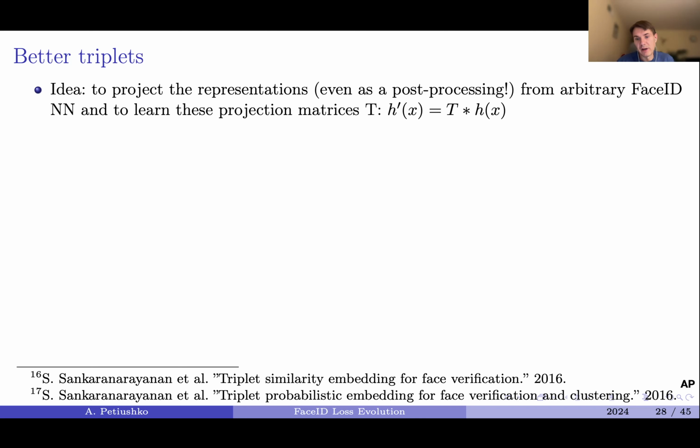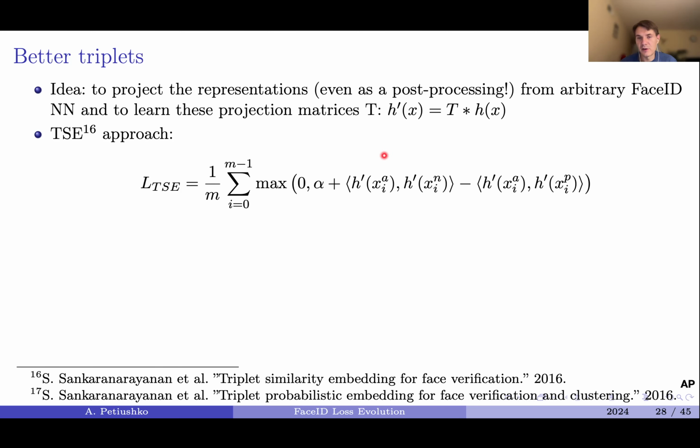Later, a very simple idea has been proposed. Let's use triplets, for example, even if the model hasn't been trained with triplet loss. What are we going to do? Let's learn the projection T, a projection matrix, so that it projects the initial representation into H prime, the new representation, and on H prime we are going to run the so-called triplet similarity embedding loss.